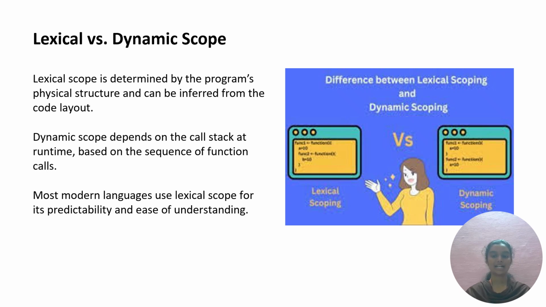Whereas the dynamic scope is determined by the sequence of function calls during runtime. The program searches for the variable values in the call stack rather than the code structure, and it is found in some older or scripting languages such as Perl. Modern languages use lexical scope for its predictability and ease of understanding.